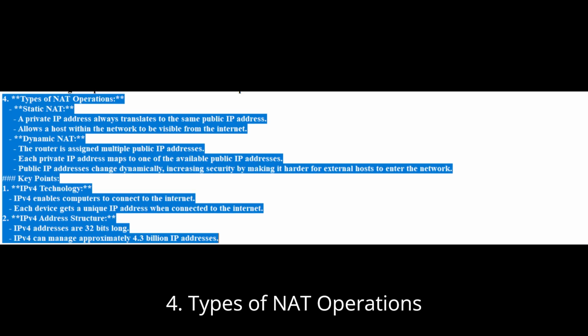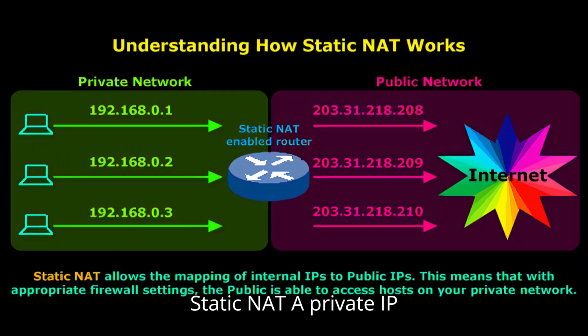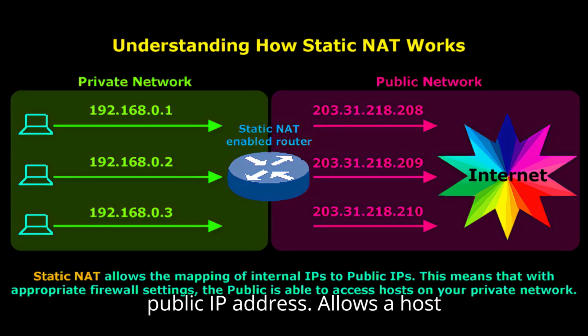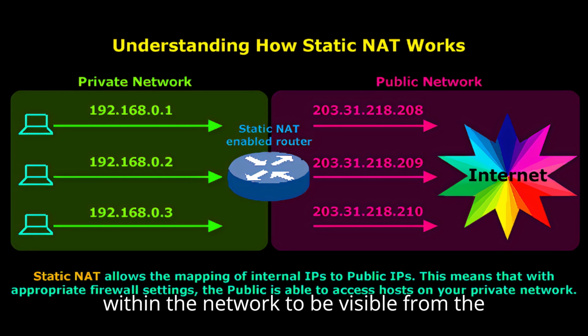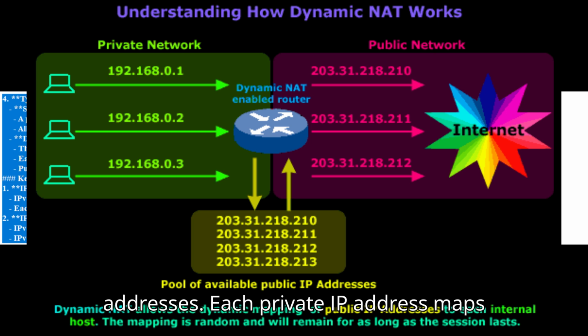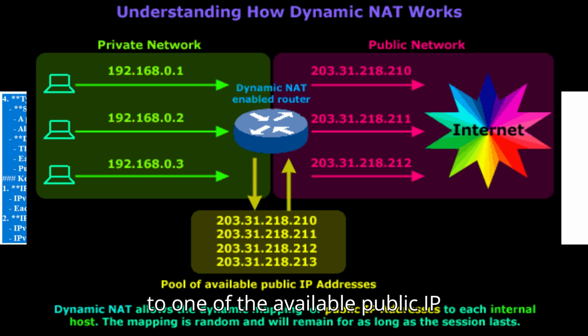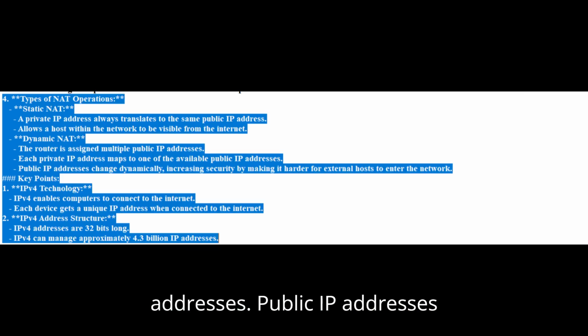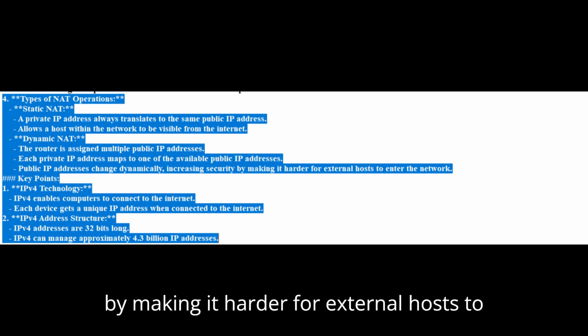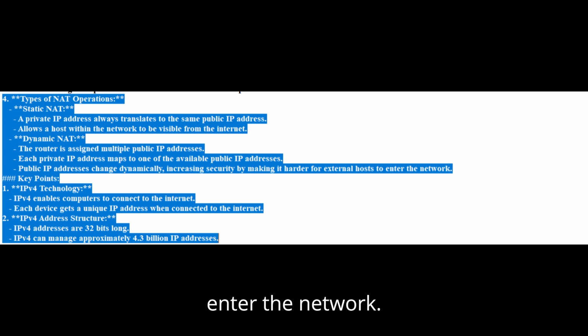4. Types of NAT operations. Static NAT. A private IP address always translates to the same public IP address. Allows a host within the network to be visible from the Internet. Dynamic NAT. The router is assigned multiple public IP addresses. Each private IP address maps to one of the available public IP addresses. Public IP addresses change dynamically, increasing security by making it harder for external hosts to enter the network.